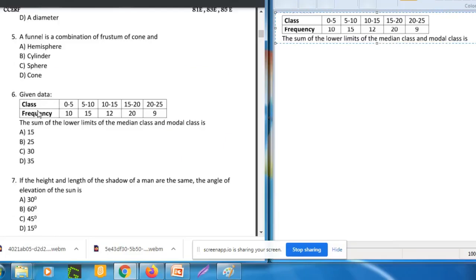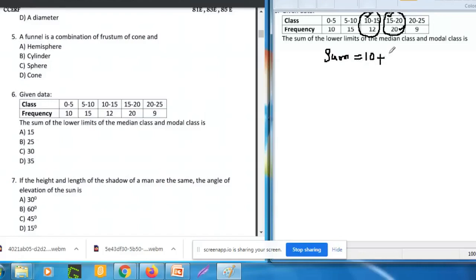Question, given data. Based on the above data, we have to find the sum of lower limits of the median class and modal class. If you see the right side of the screen, they have given the data. Here median class lies between 10 to 15 and modal class lies between 15 to 20, because modal class is nothing but most number of repeated frequency. So sum of lower limit, 10 is the lower limit for median and 15 is the lower limit for mode. So sum of lower limits of median and mode will become 10 plus 15, which is 25. So correct option here is B.